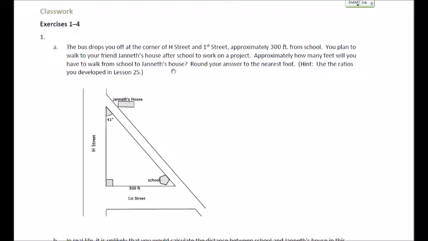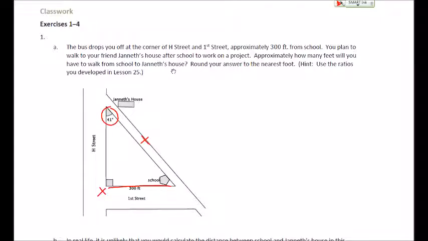In this first problem, the bus drops you off at the corner of 8th Street and 1st Street, which I think is right here, approximately 300 feet from school. So this length right here is 300 feet. You plan to walk to your friend Janet's house after school to work on a project. So you're walking from school to your friend's house after school. Approximately how many feet will you have to walk from school to Janet's house? So this is going to be x. And we're given this angle is 41 degrees.